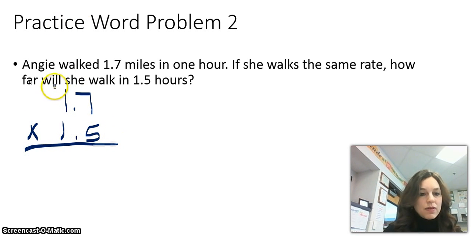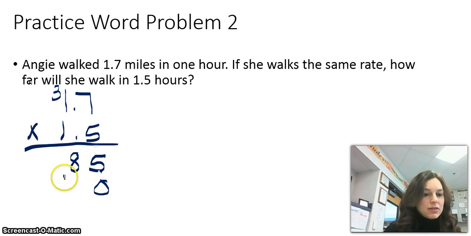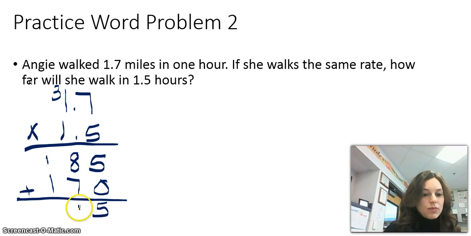5 times 7 is 35. Carry the 3. Bring down the 5. 5 times 1 is 5 plus 3 is 8. 0 the place value. 1 times 7 is 7. 1 times 1 is 1. Add it all together. 5 plus 0 is 5. 8 plus 7 is 15. Carry the 1. Bring down the 5. 1 plus 1 is 2.